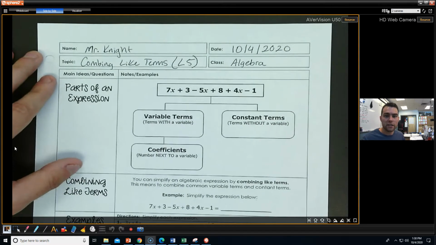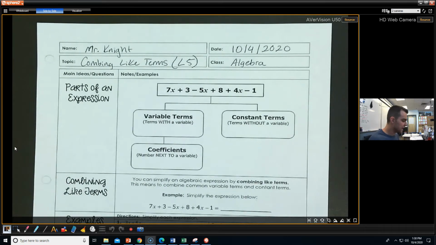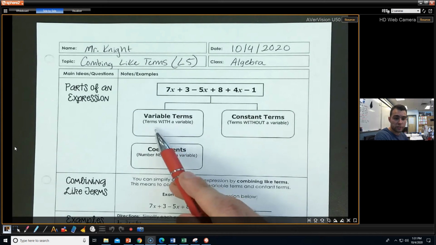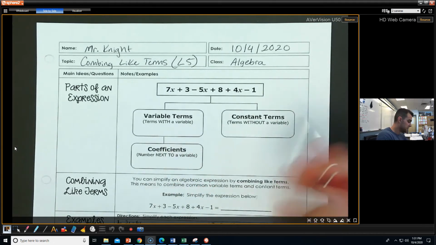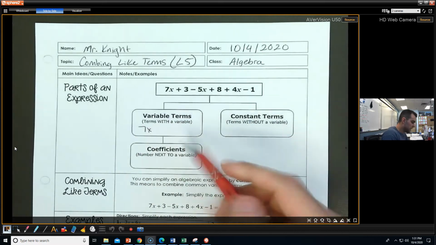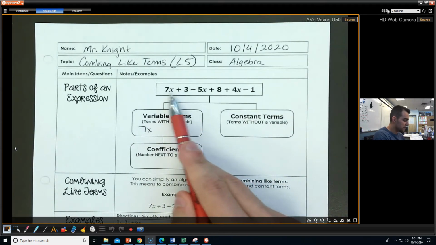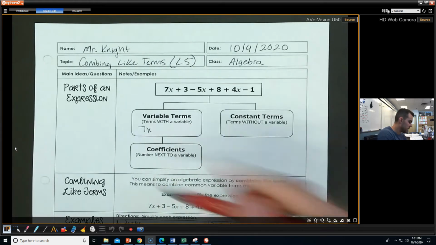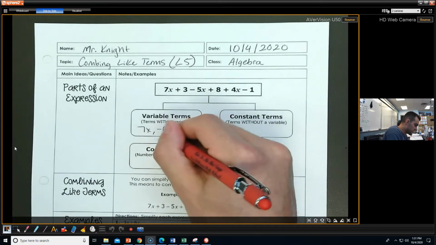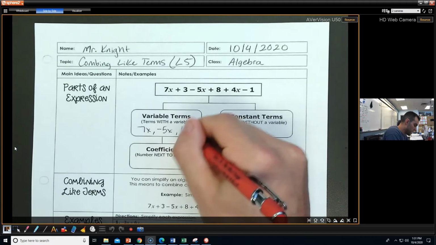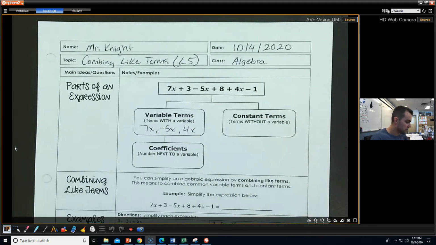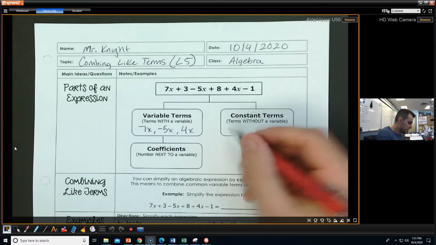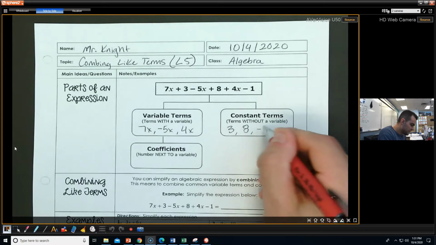We kind of talked about this with distribution. But we have different kinds of terms. So if I'm looking at this, I have some variable terms. These are terms with a variable. So in this case, we have 7x. It's a variable with some kind of number next to it, but nonetheless it has a variable associated with it. So we have 7x, we have negative 5x, we have also 4x. Those are the variable terms of this expression. But we also have constant terms, terms without a variable. And that would be 3, 8, and negative 1.